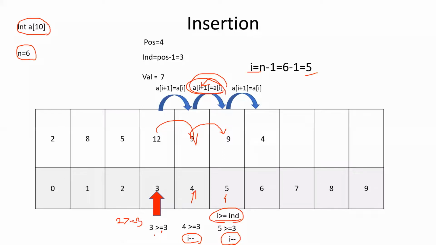Asha, can you tell me what will happen in this position? Asha. Asha, are you there? What will happen in this position? I can't hear you, are you on mute?